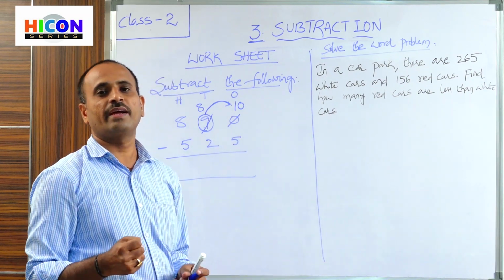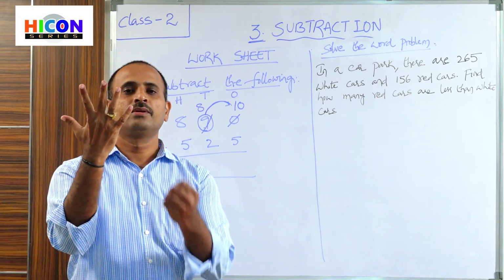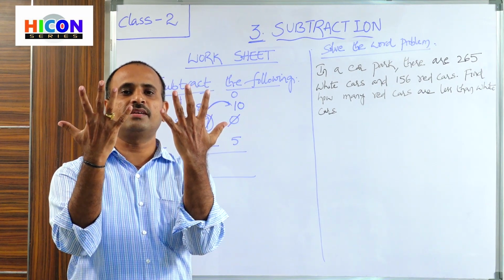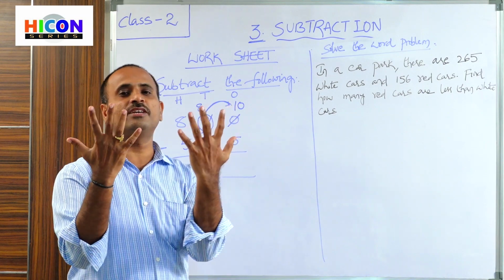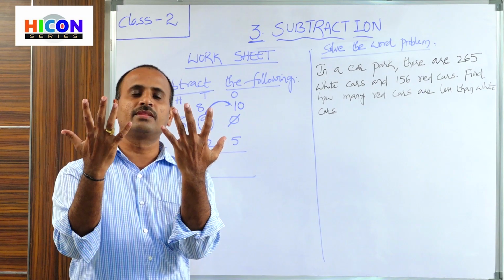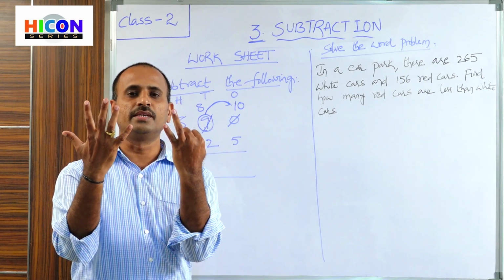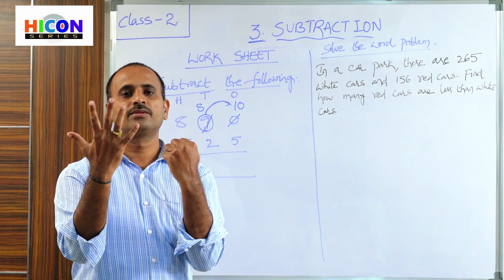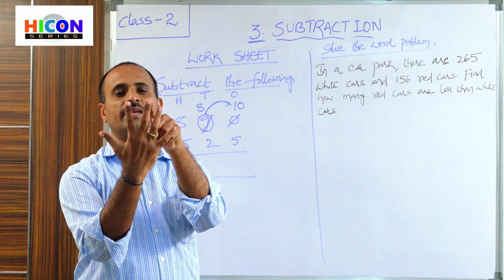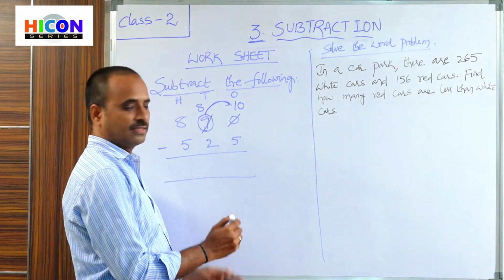So the first number is 10. Open 10 fingers of your hand. 1, 2, 3, 4, 5, 6, 7, 8, 9, 10. So children, these are the 10 fingers. What is the second digit in the ones place? 5 is the second digit. So close 5 fingers among these 10 fingers. 1, 2, 3, 4, 5. So children, count how many fingers are left here. 1, 2, 3, 4 and 5. So 5 fingers are left. So the answer is 5.